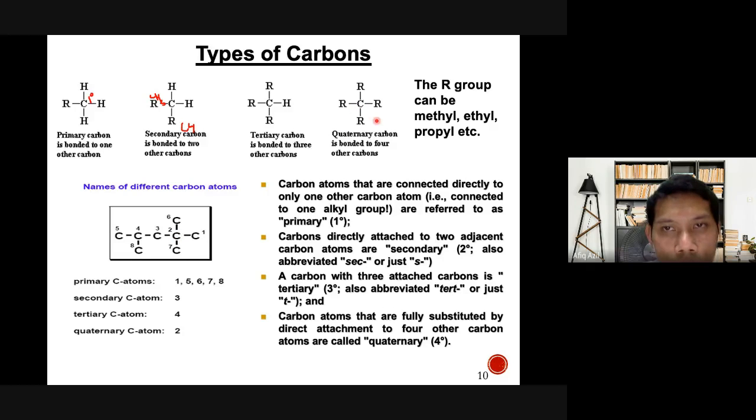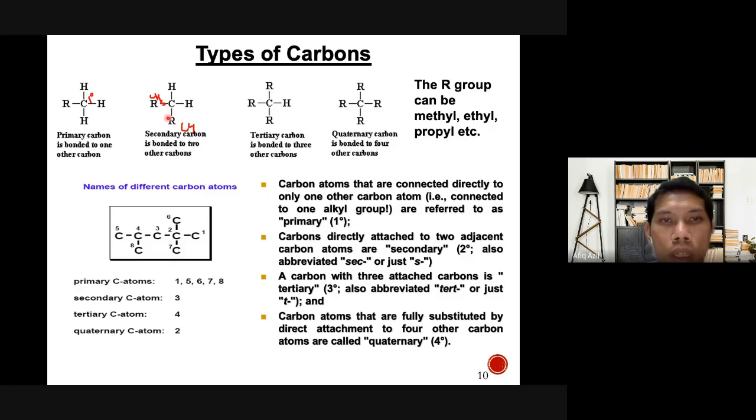Based on these rules, it is quaternary because this carbon is bonded to 1, 2, 3, 4 other carbons. Carbon number 7 and number 6 also will be primary. Carbon number 3 will be secondary, you have 1 and 2. Carbon number 4 will be tertiary, you have 1, 2, 3. Carbon number 8 will be primary as well because it is bonded to only one other carbon. Carbon number 5 also will be primary.